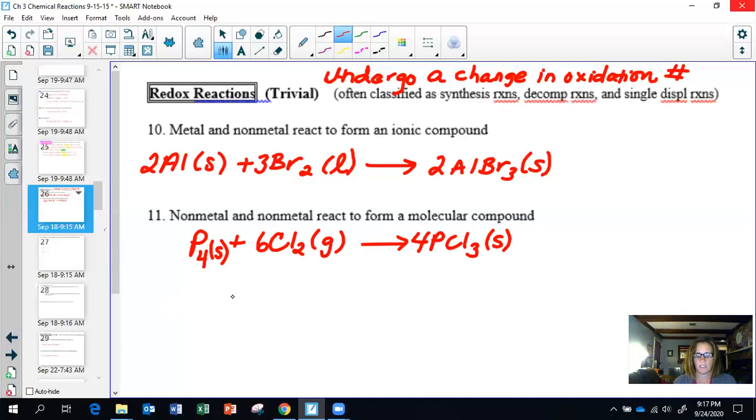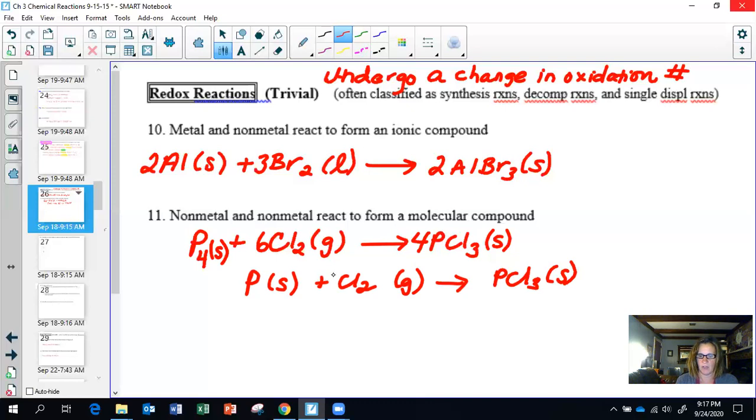So this one was a little bit of a challenge. The phosphorus is typically written as P4. That's how it exists as an element. If, however, you may not have known that, if you just started with phosphorus, you would have a slightly different looking equation, and different balancing as well, right?